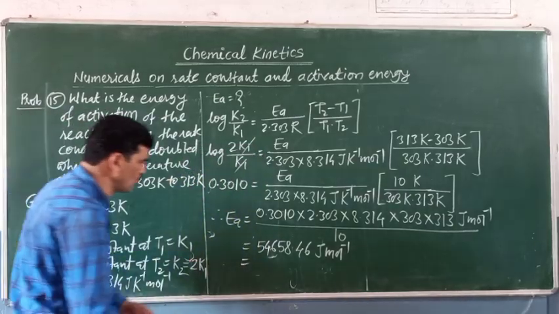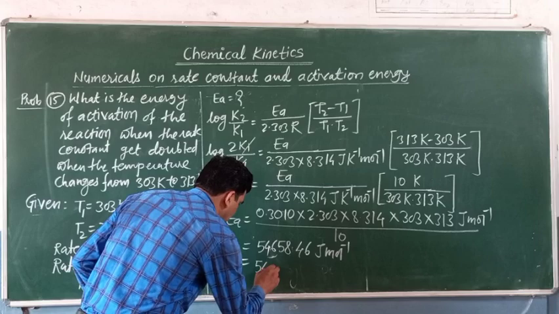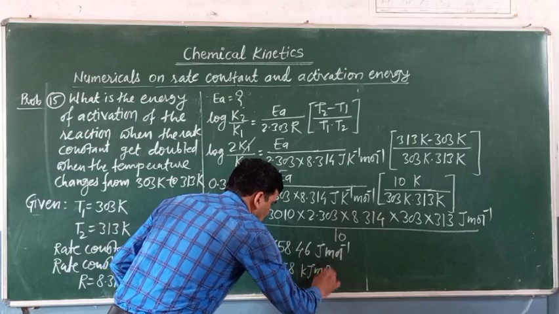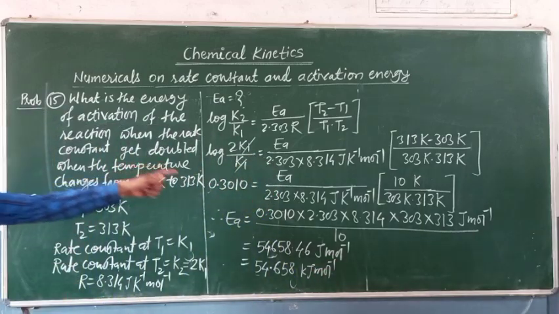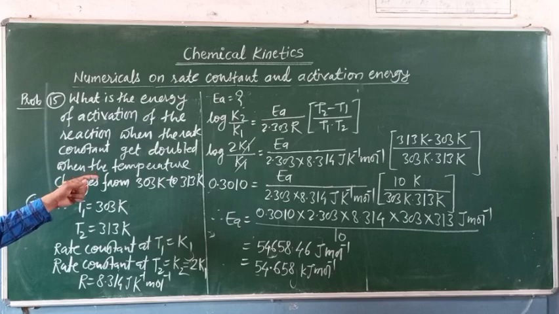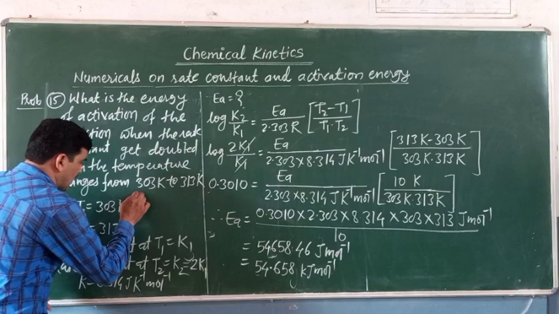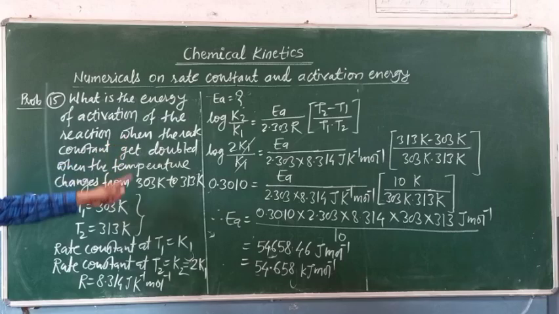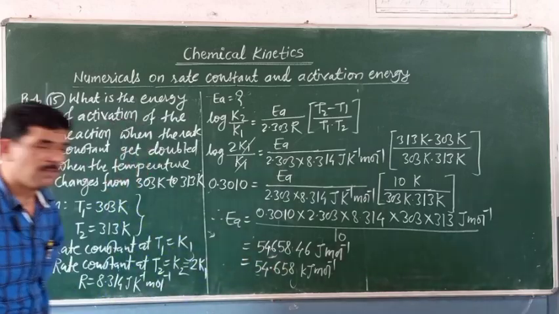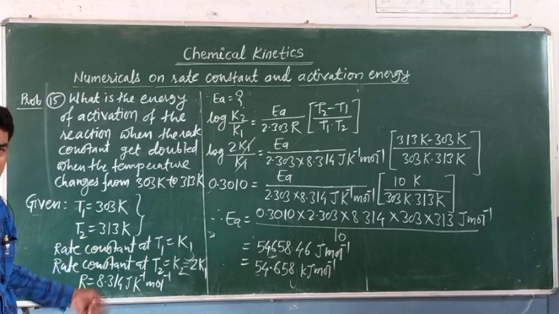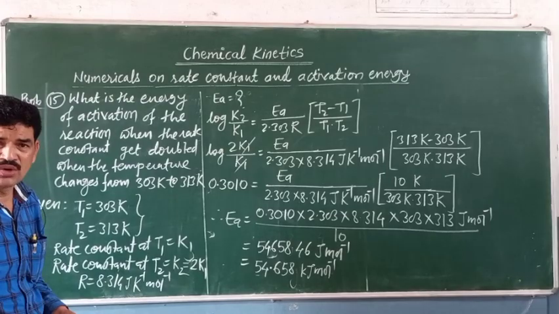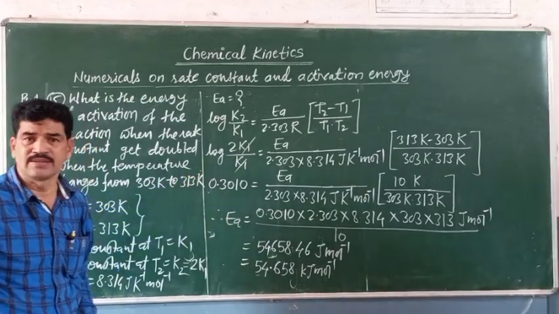Now we can convert it into kilojoule per mole. In kilojoule per mole, it will be 54.658 kilojoule per mole. So this is the value of activation energy for the reaction within the temperature range T1 to T2. That is, in between the temperature range 303 Kelvin to 313 Kelvin, the activation energy of the reaction will be 54.658 kilojoule per mole. So this is another type of problem where we have to find out the activation energy. The temperatures and rate constants are known.